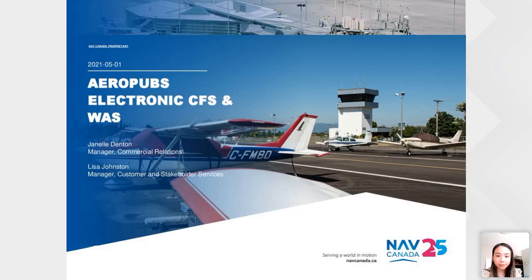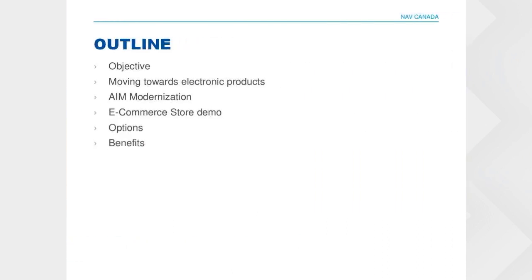Okay, off to you. Okay, so I'm going to talk about our electronic publications that we have in Aeropubs, the CFS and the Water Aerodrome Supplement. So the first slide is just an outline of the items that we're going to talk about today: our objective, why we want to move towards electronic products, and I'll touch a bit on modernization because that ties in with the electronic products.